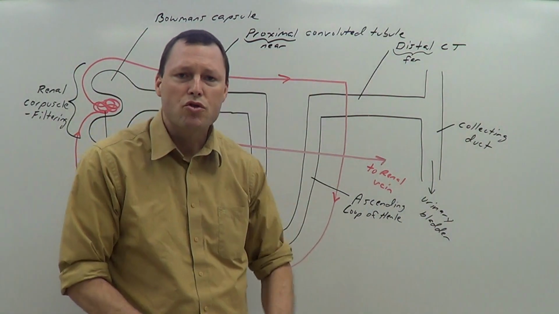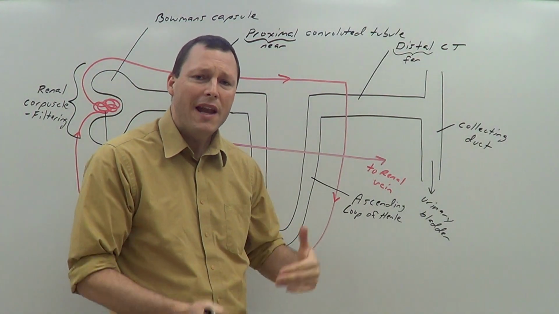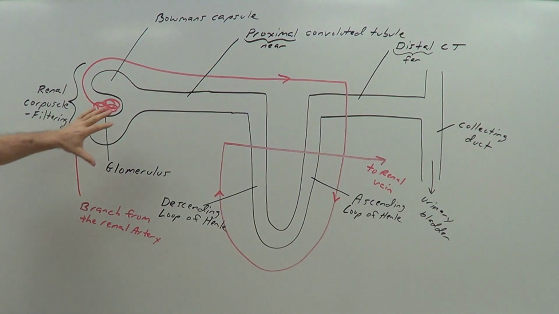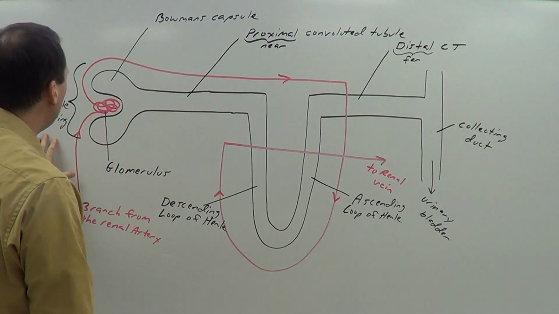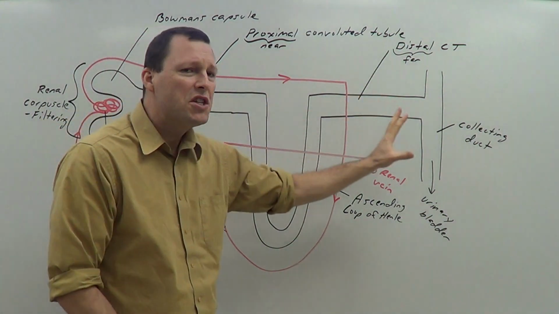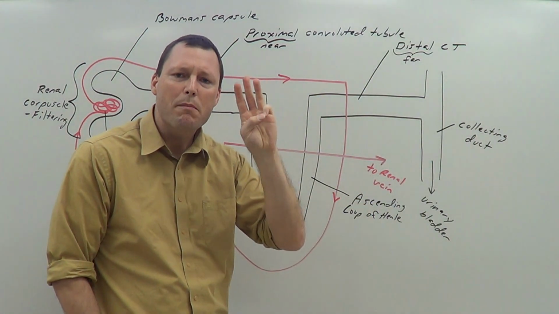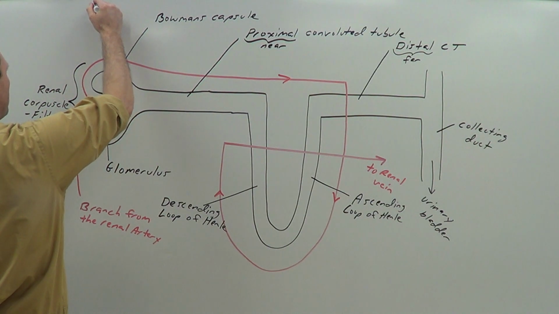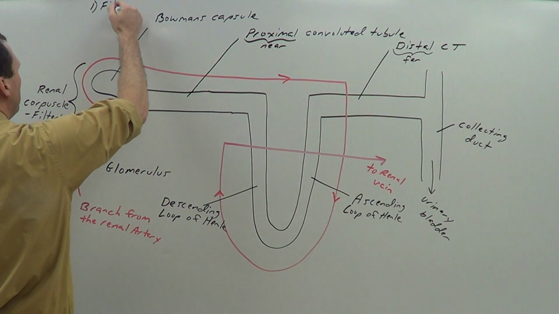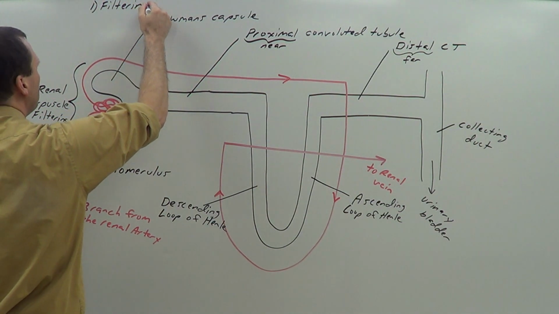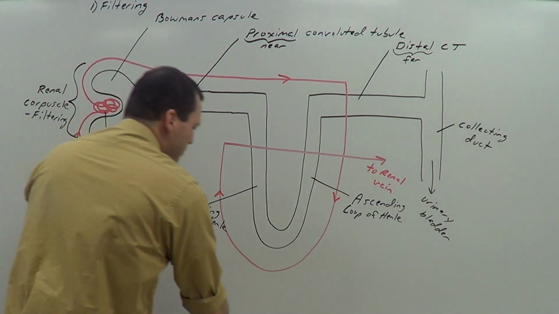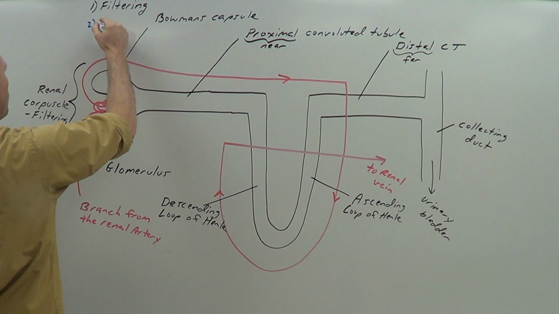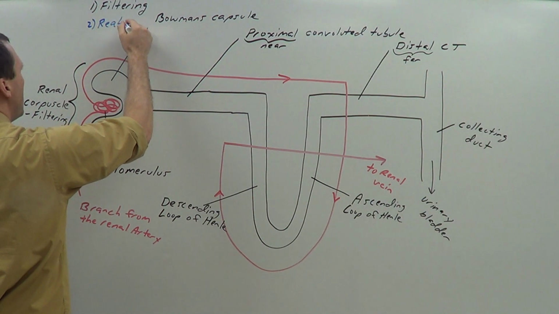Now that we've drawn it and labeled it, we can begin to talk about what each part actually does. So let's go over here and start at the beginning where we have filtering take place. In fact, this entire nephron is going to do three major functions. So let me write that down. In black, I'm going to write filtering. And then in blue, because I'm going to use a different color for those arrows, I'm going to write reabsorption.